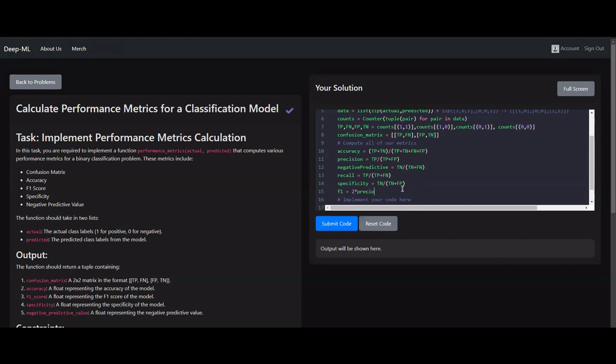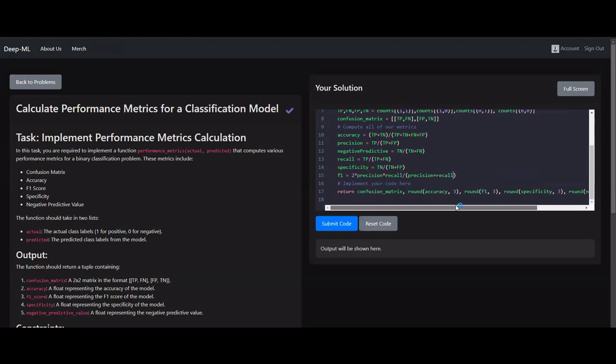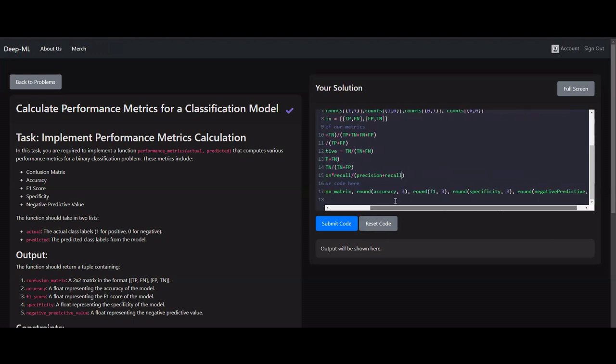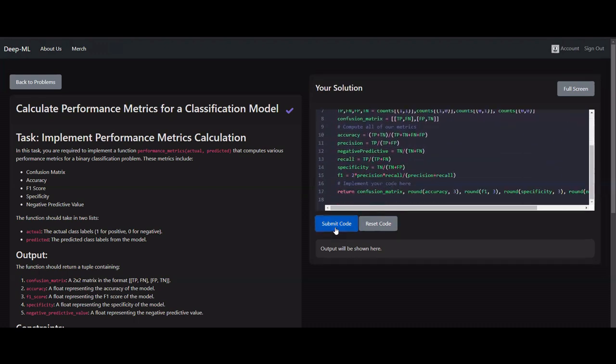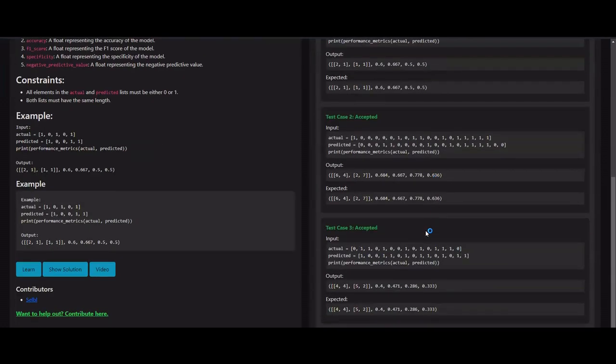And because we have the precision and the recall, we simply call on them and we don't have to do any nasty algebra to get them. And so we have all of the elements here in the return statement, and we're going to submit the code, and it's going to pass all of the test cases here.